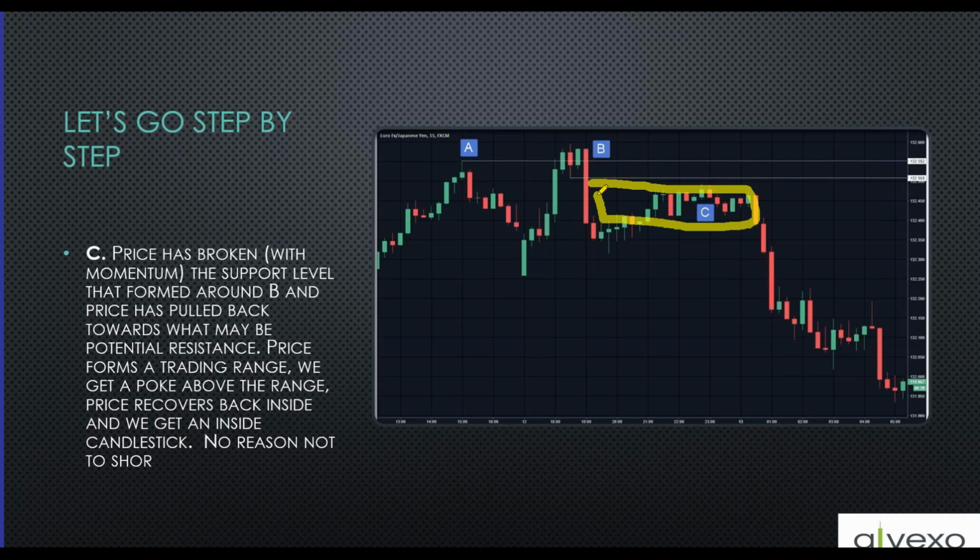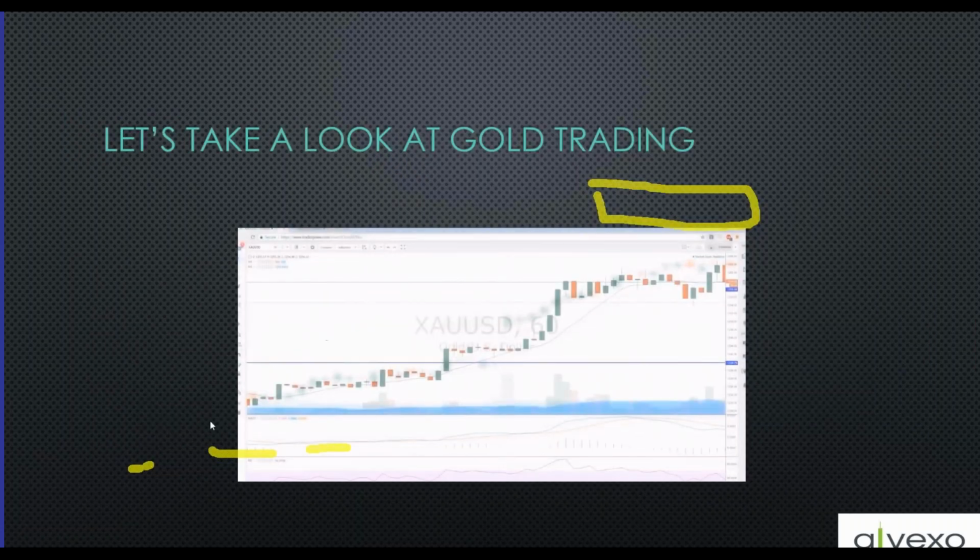And we get an inside candlestick. No reason, and it's not too short yet. We have no reason and nothing here within C to give us a short or a long possibility.